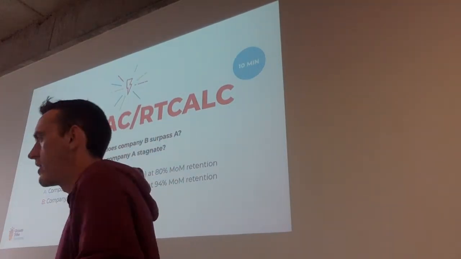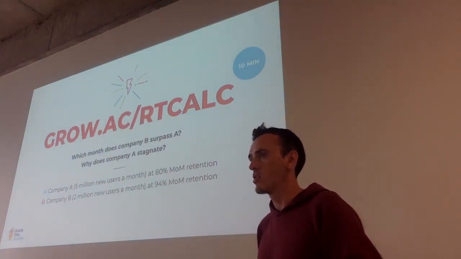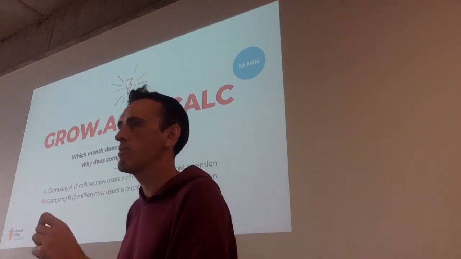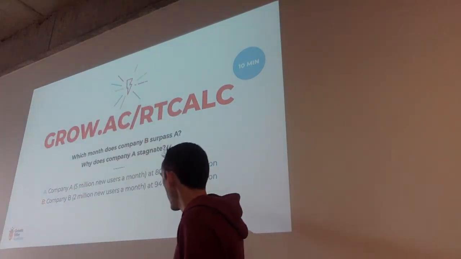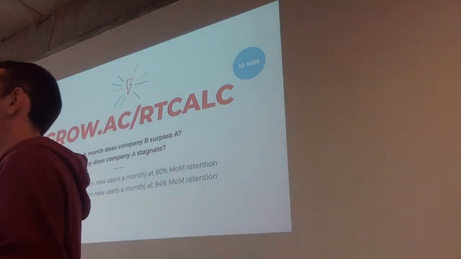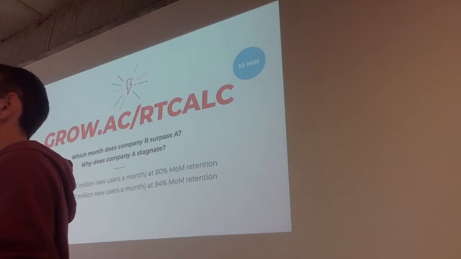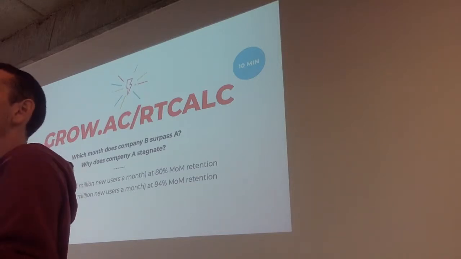The way to get above that is to improve your retention. What is happening with Company A is that even though every single month they acquire 5 million new users, 3 million more each month than Company B, their churn rate is 20%, so each month they also lose 20% of their users. They get 5 million new users, 5 million users leave. They get 5 million new, 5 million leave. And then they're just stuck in this pattern.